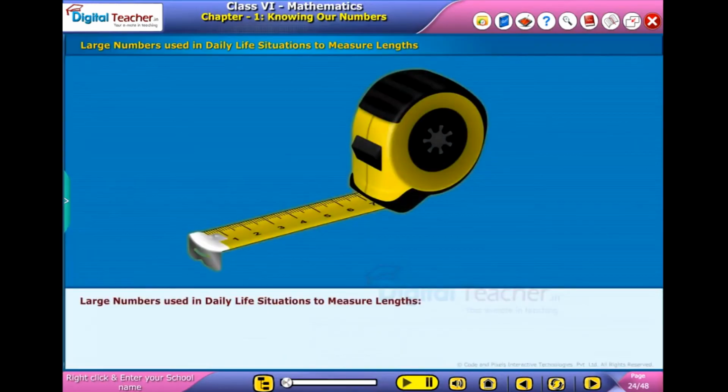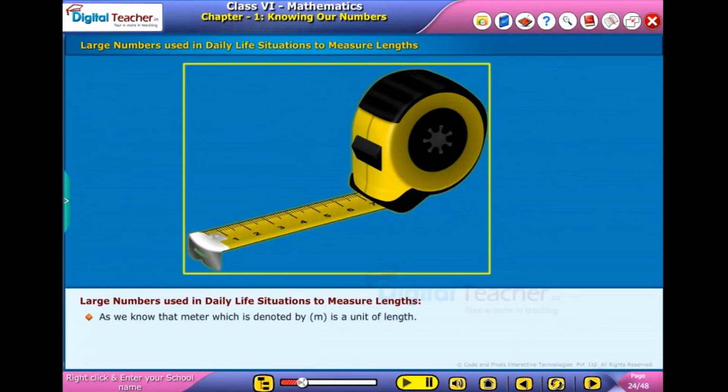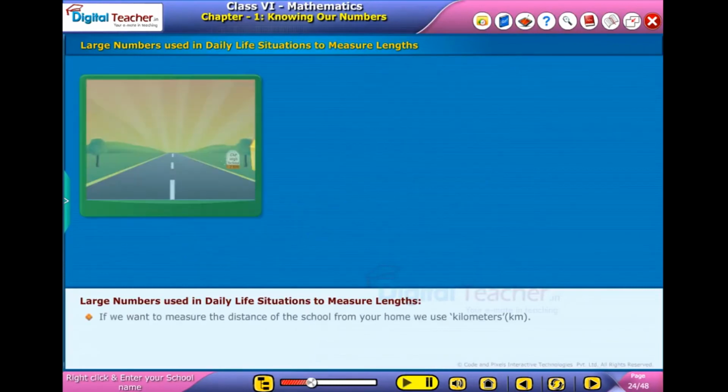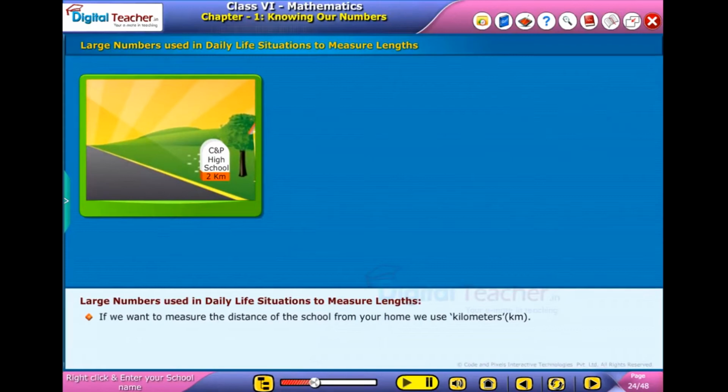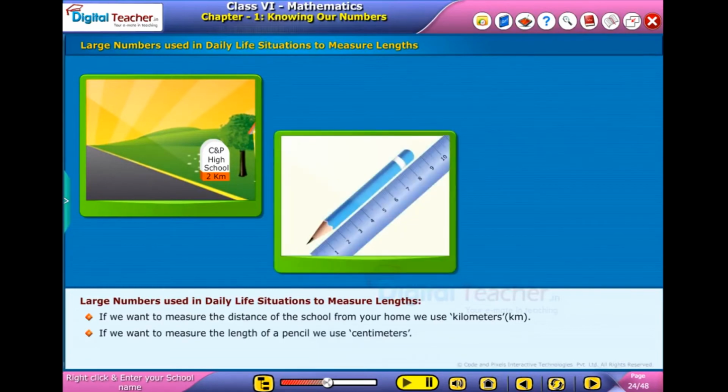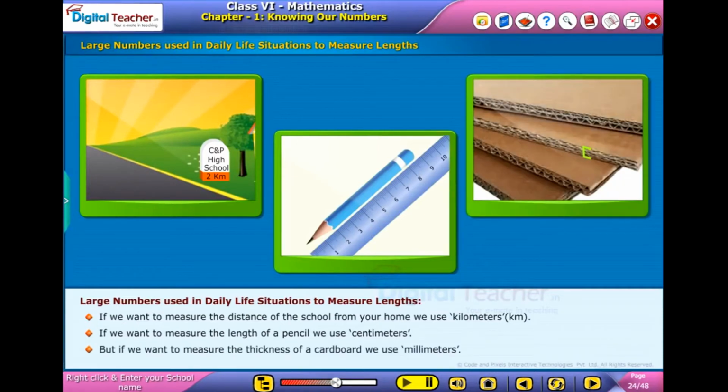Let us now learn about large numbers used in our daily life situations to measure lengths. As we know that meter, which is denoted by m, is a unit of length. If we want to measure the distance of the school from your home, we use kilometers, km. If we want to measure the length of a pencil, we use centimeters. But if we want to measure the thickness of a cardboard, we use millimeters.